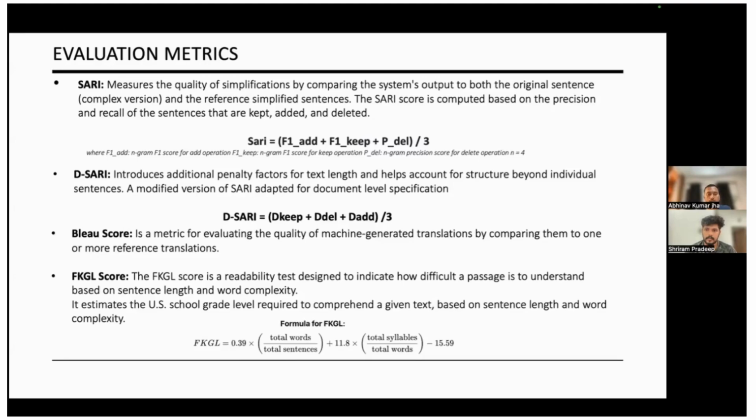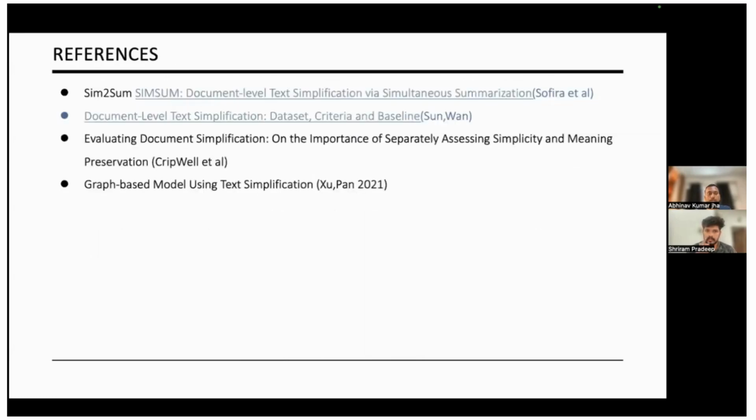And then there is the FKGL score, which identifies how readable the simplified text is, by giving it a score which corresponds to how a US school grade level student would understand that particular simplified text. So we used the following set of papers on text simplification so as to compile this presentation. Thank you.